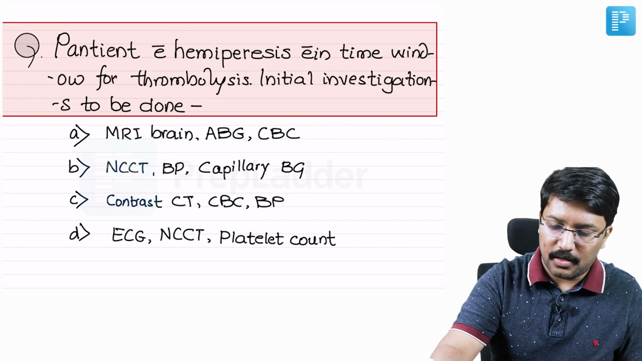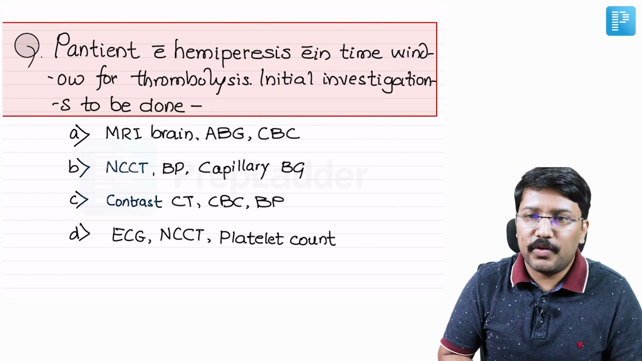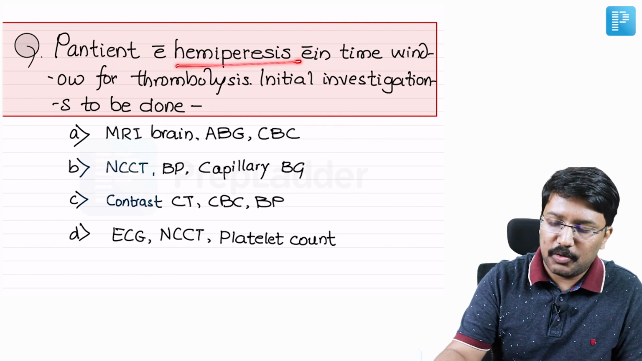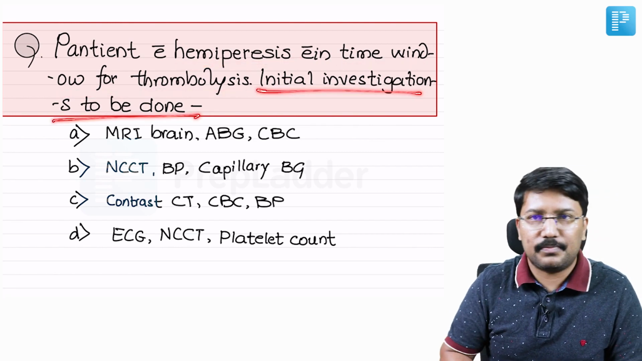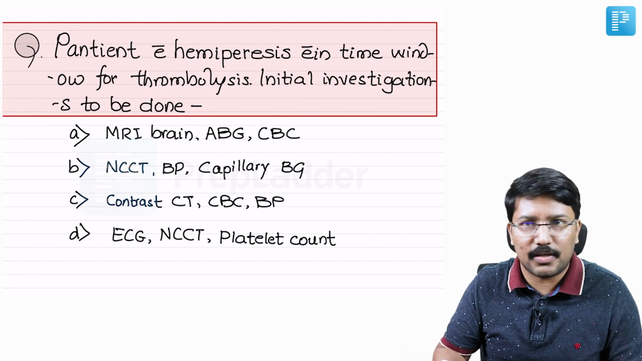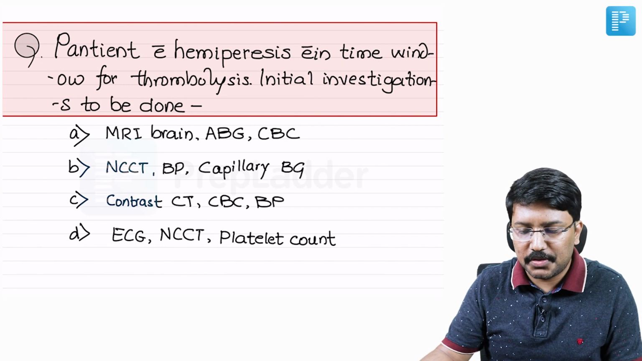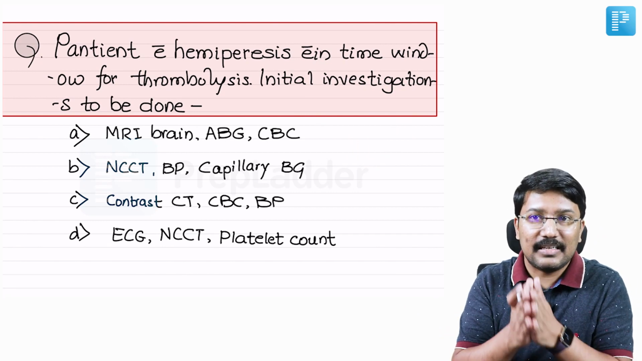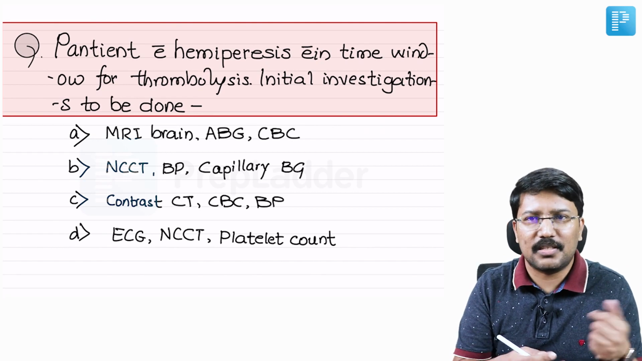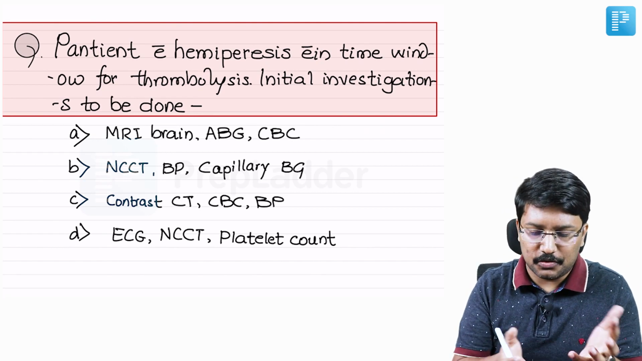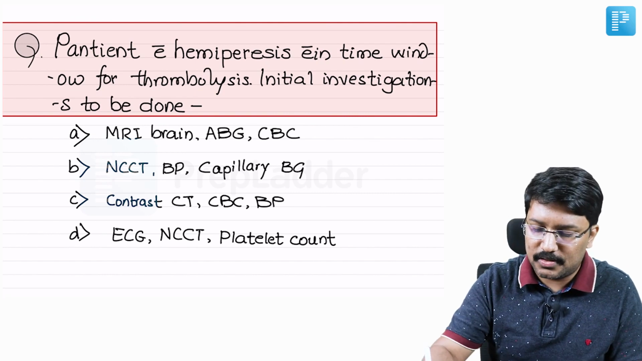Okay. Let me now get back to the question. Patient with hemiparesis within the time window for thrombolysis. So patient has presented with hemiparesis, he is within the time window for thrombolysis. Initial investigation to be done. Okay, so we know what is the time window for thrombolysis, right? So 4.5 hours. So this patient is presented within 4.5 hours. So you would be considering this case for thrombolysis if there is no bleed, right? This should be a very simple and straightforward question. There shouldn't be any confusion for an exam going student. Just let us go into the options now.